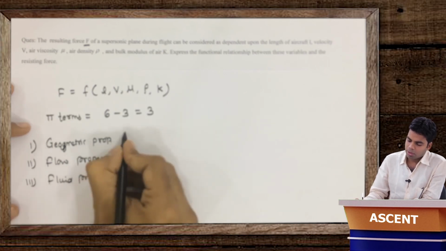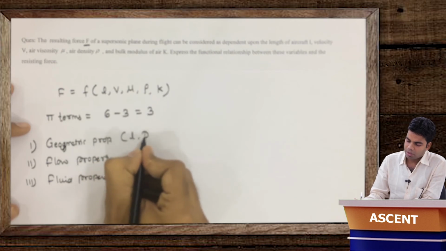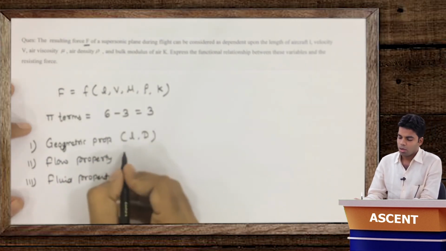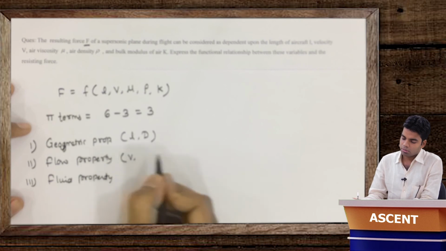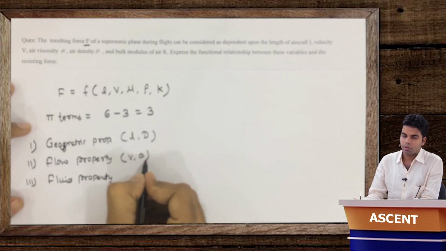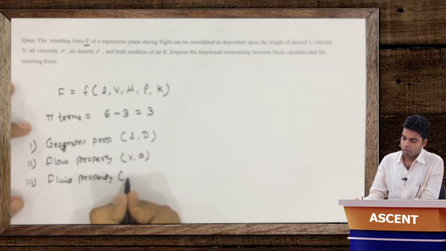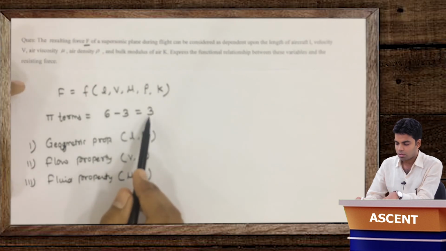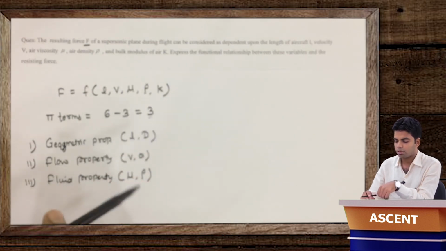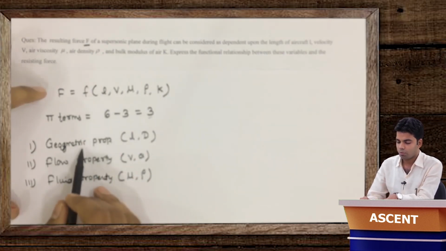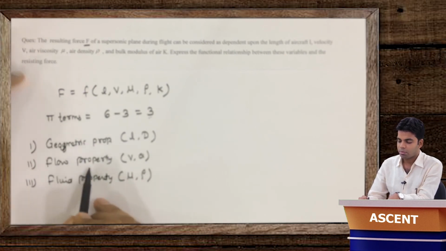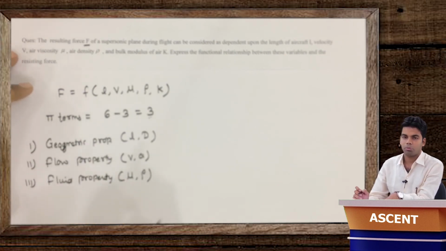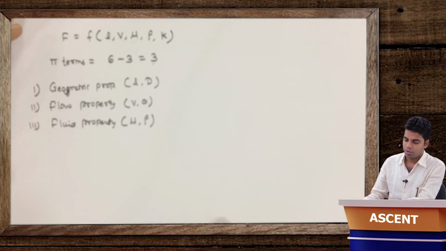Geometric property means the length of the pipe, the diameter of the pipe; these are all geometric properties. Flow property means velocity of the air or fluid, acceleration of the fluid. Fluid property means the density, the viscosity. So we have to form 3 pi terms, and the repeated variables will be one geometric property, second a flow property, and third a fluid property. So how to form these pi terms?